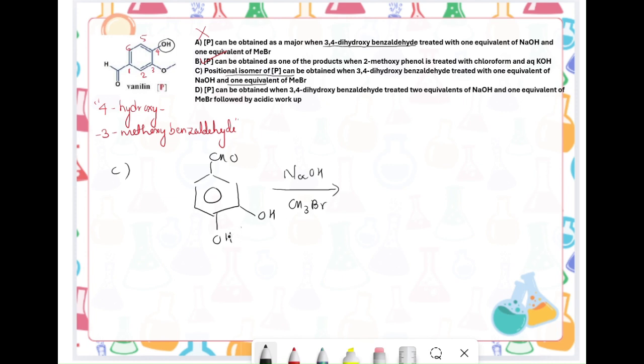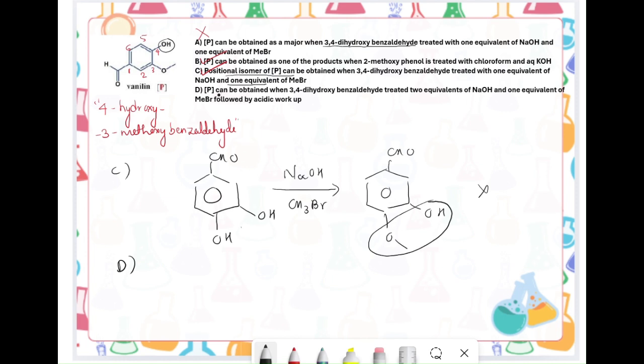And I told you here the phenoxide will be formed, and what you are going to get? You are going to get O-methoxy here. But is it vanillin? No, because in order to be vanillin, the hydroxyl must be at para position, but it is a positional isomer. What do you mean by positional isomer? They have the same molecular formula, but the positions of the functional groups are interchanged. Therefore, statement C also holds good. So you don't have to redo this, because we have already done it for A. So you can quickly choose C as the right statement.